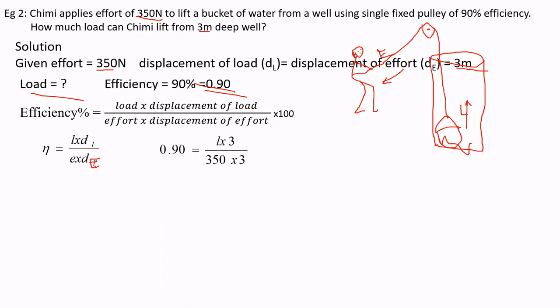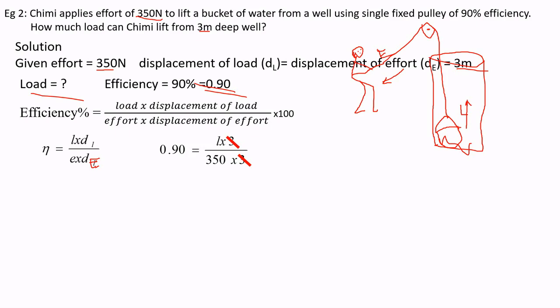Now when we substitute, efficiency is 0.9, as I said, we have already converted it. Load is L, which we don't know and have to find. DL and DE are the same because both of them move equal. Now we can cancel this 3 because both are the same value, in the numerator and denominator.